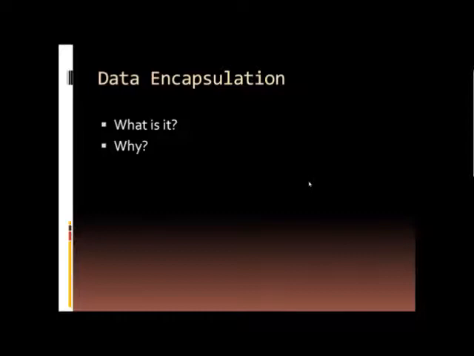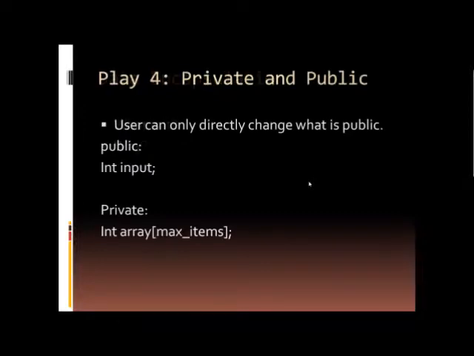Data encapsulation. What is data encapsulation? Data encapsulation is the separation of data from the application that uses the data at a logical level. We do this so that a user can't come in and change things in your code that will cause the code to crash or not perform properly. So for an example, we're going to run the fourth play, which is private and public. The user can only directly change what is public, and the user is able to change the input. The private section has the array and its items.